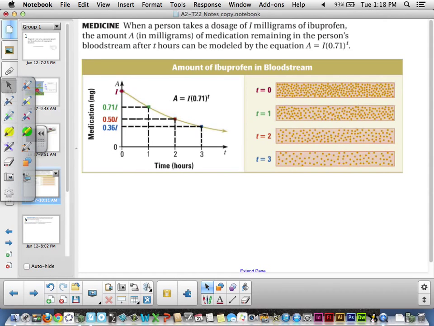In this example, a person takes a dosage of I milligrams of ibuprofen. The amount left in the person's bloodstream can be modeled by the equation A equals I times 0.71 to the T. So you can see after 1 hour, they have 71% of what they started with. Think about what that means as far as how much they lost. After 2 hours, they have approximately 50% because they lost 29% of what they had before. And it continues. Every hour they keep 71% of what they had the hour before.